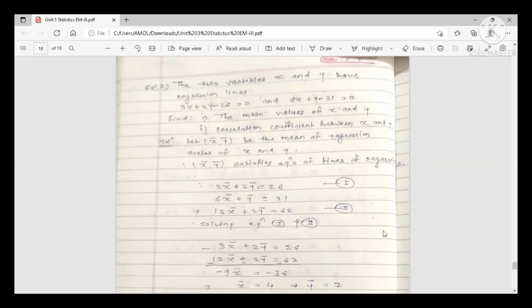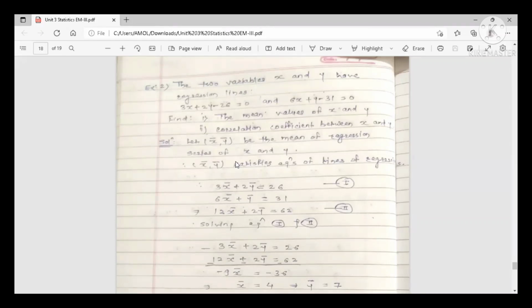See how to find. Let the ordered pair x bar, y bar be the mean of the regression series of x and y. Here x bar is the mean of x and y bar is the mean of y. So if x and y satisfy the equations of the regression lines, then obviously x bar and y bar also satisfy the equations of the lines of regression.